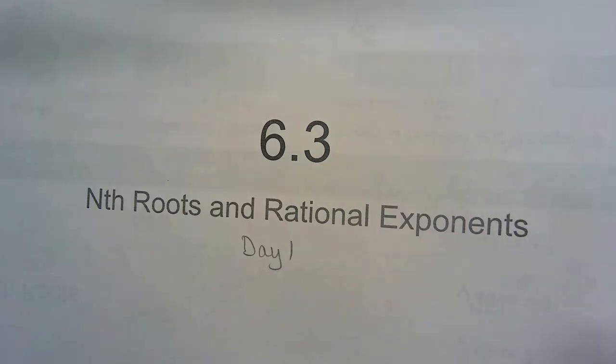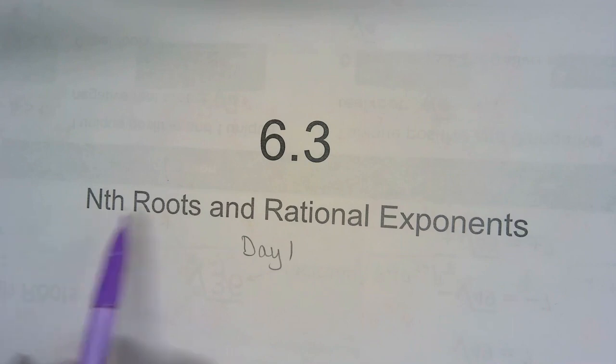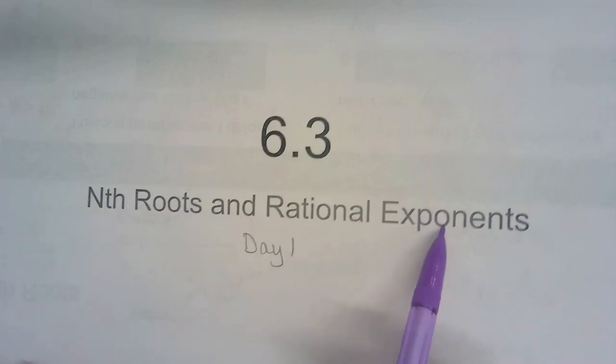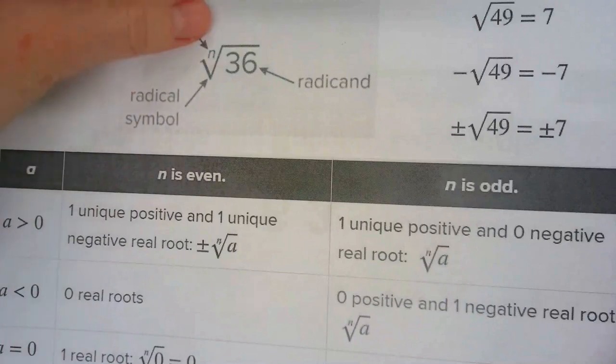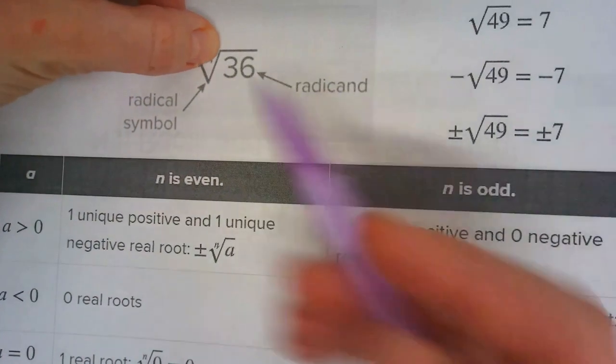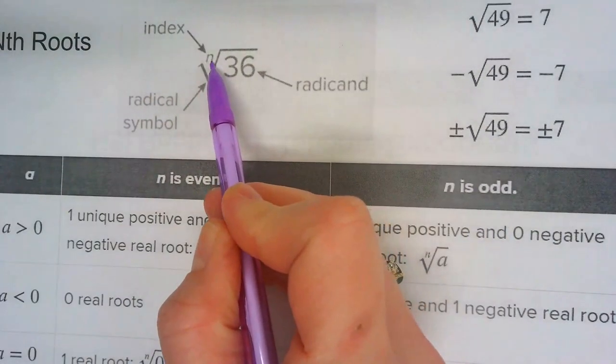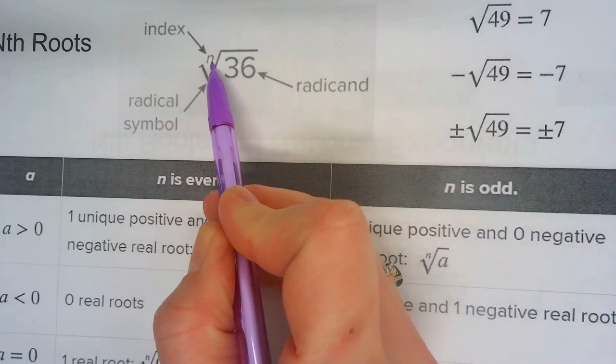Section 6.3 is where we are going to introduce finding nth roots and use rational exponents, which in other words means fraction exponents. You've been used to doing the square root, which means this index has always been a 2. It's never been written there.